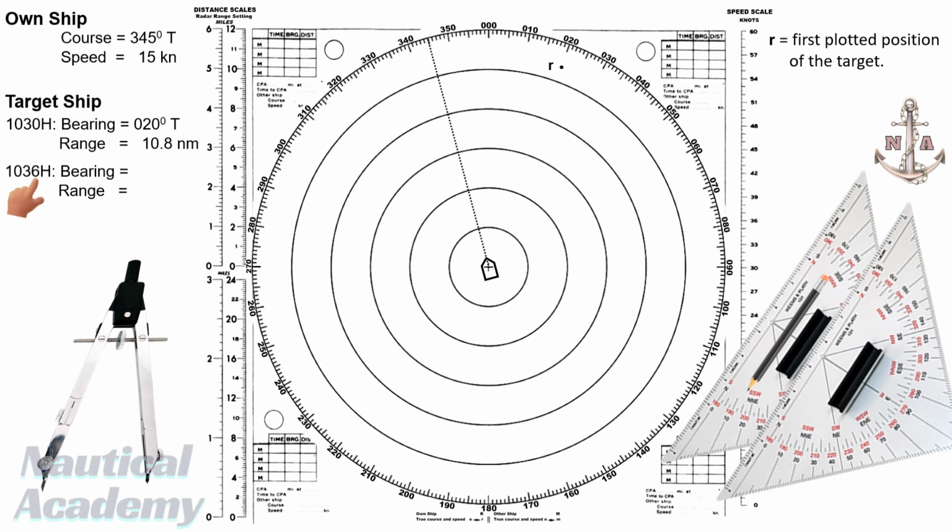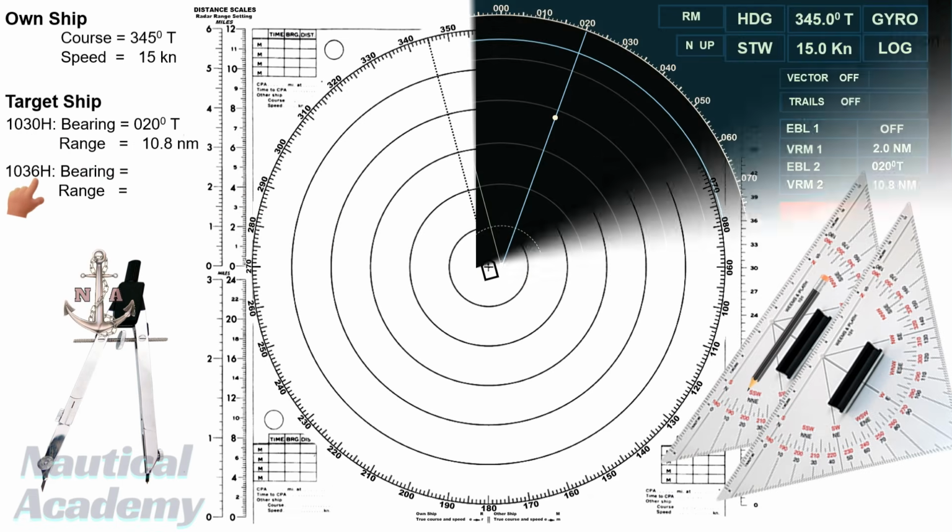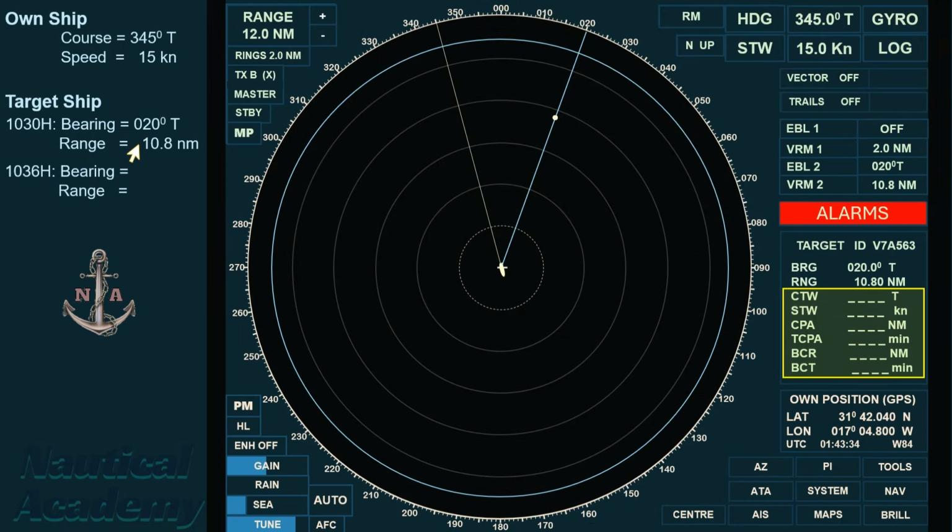Next, we need to take our second observation, so let's return to the radar. Let's assume that 6 minutes have passed since our first observation. As shown on the radar PPI, the target has moved from its previous position to its new position, while its bearing remains constant. The target still bears 020 degrees true after 6 minutes.